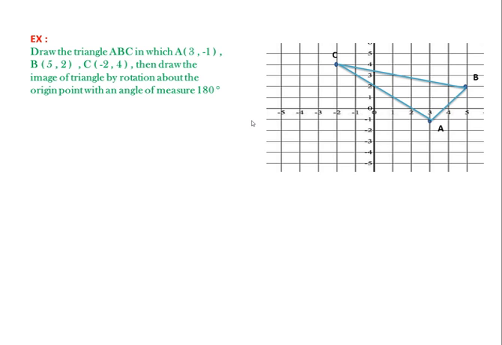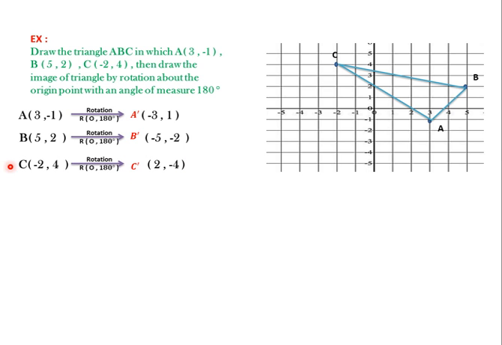Now, how to get the image of this triangle? By getting the image of each point by the rotation about the origin point by 180. The point (3, -1) by rotation about the origin point and 180, then A dash will be (-3, 1). The image of the point B (5, 2) by rotation about the origin point and 180 will be (-5, -2), and the image of the point C (-2, 4) by rotation about the origin point and 180 will be (2, -4).